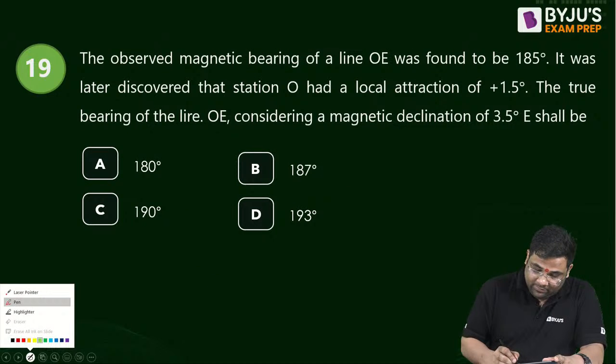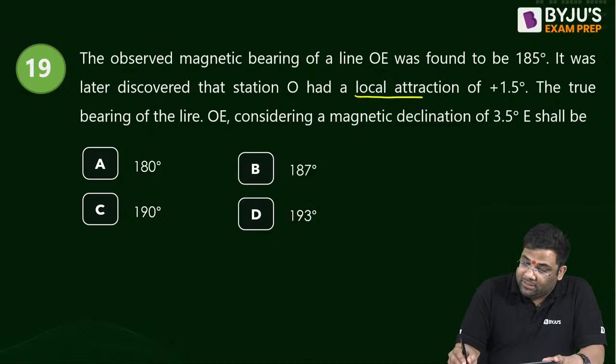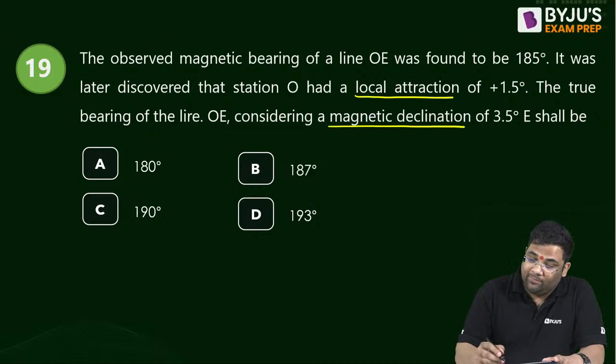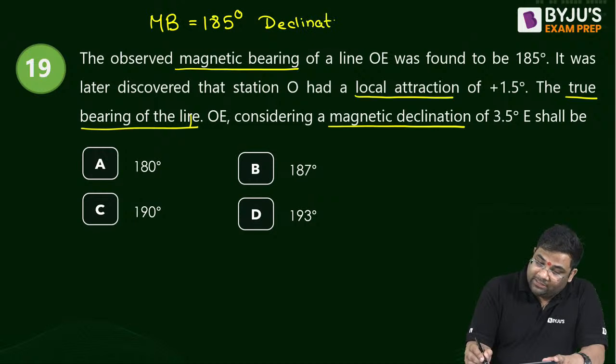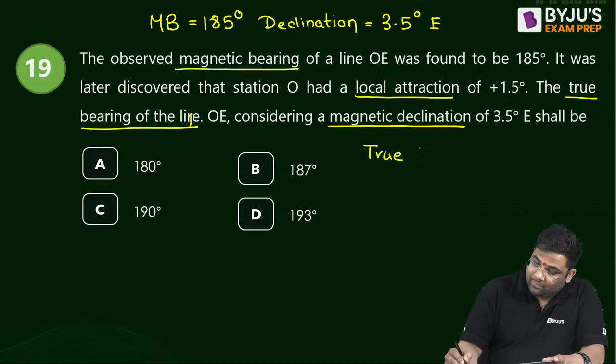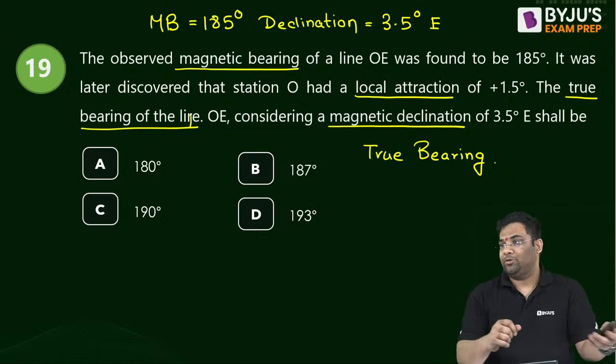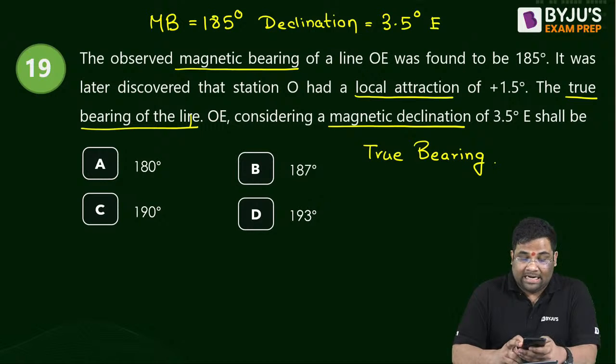Okay, answer this question. It is about local attraction and magnetic declination, all those things are given. Please answer this question. Magnetic bearing is given as 185, declination is given, local attraction is also given. Now the true bearing is asked. Find out the true bearing. Come on, solve this question. They are all standard questions which they can ask in the examination.